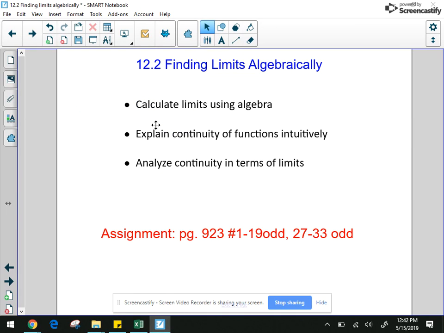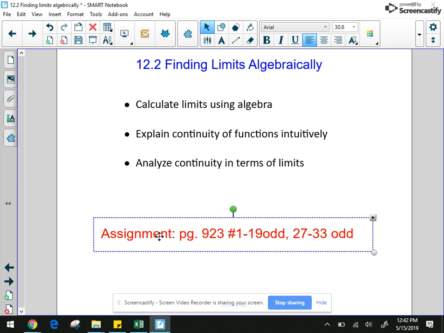Today we are going to talk about finding limits algebraically. Past couple days we've looked at analyzing limits, evaluating limits based off of graphs, based off of tables. Now we're going to look at an algebraic approach to evaluating limits. You can see on the screen what your assignment will be. That will come back at the end of the video as well. But it is there for you to look at now too.